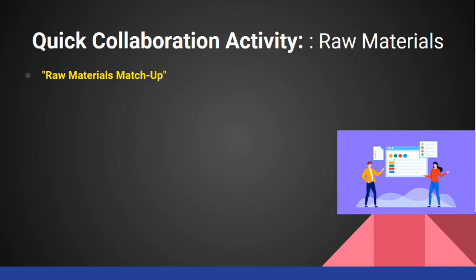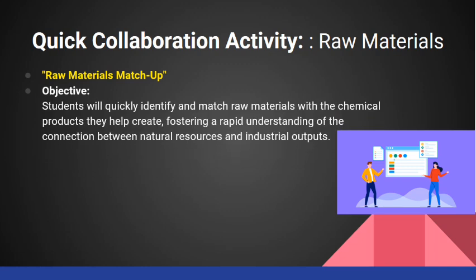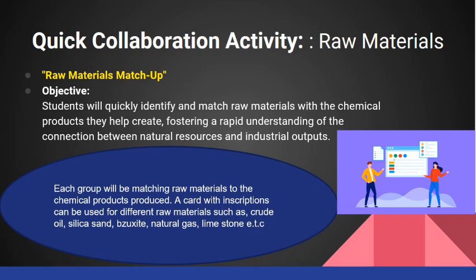The objective of this activity is that you will quickly identify and match raw materials with the chemical products they help create. First, it will help to foster a rapid understanding of the connection between natural resources and the industrial output. So now what you're expected to do is that each group will be matching raw materials to the chemical products produced. Now, a card with inscription can be used for the different raw material.